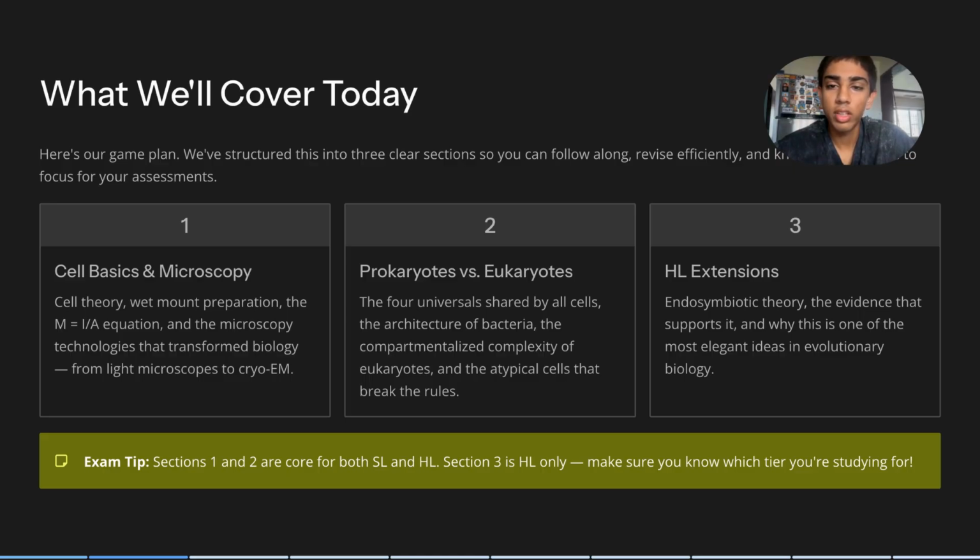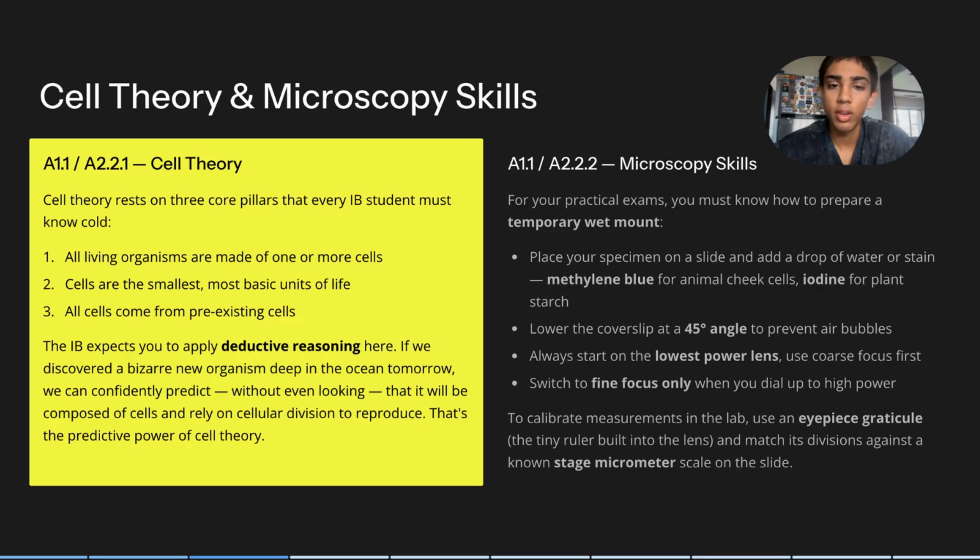And let's kick things off with cell theory, which rests on three core pillars. All living organisms are made of one or more cells. Cells are the smallest, most basic unit of life, and all cells come from pre-existing cells. The IB expects you to use deductive reasoning here, meaning, if we discover a brand new bizarre organism deep in the ocean tomorrow, we can confidently predict without even looking that it will be composed of cells and rely on cellular division to reproduce.